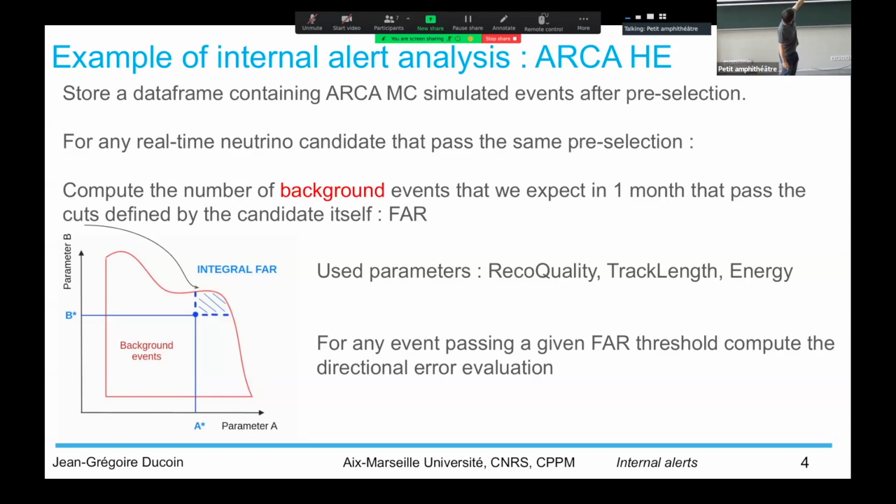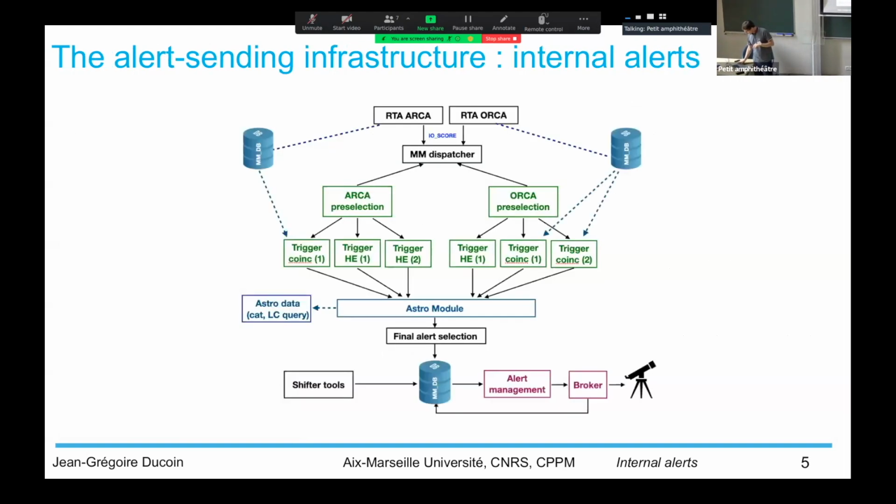I just wrote there examples of parameters that we can use as B and A: the quality of the reconstruction, the track length, or an energy. Those are the main examples that we may use in the future. And then in the end, for any of the events passing this false alarm rate threshold, you need to compute the directional error. And then you have everything for your alert. You have your FAR and your localization. So that's an example of what we can do with ARCA.